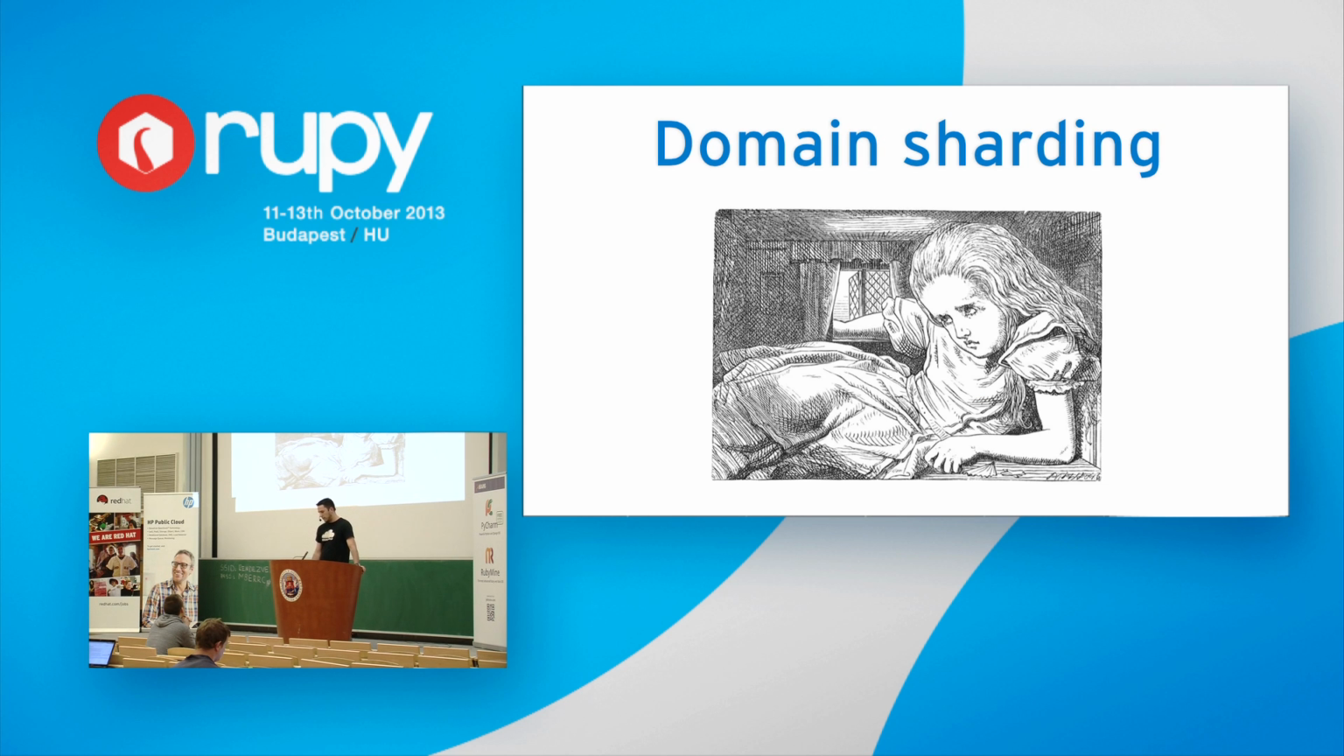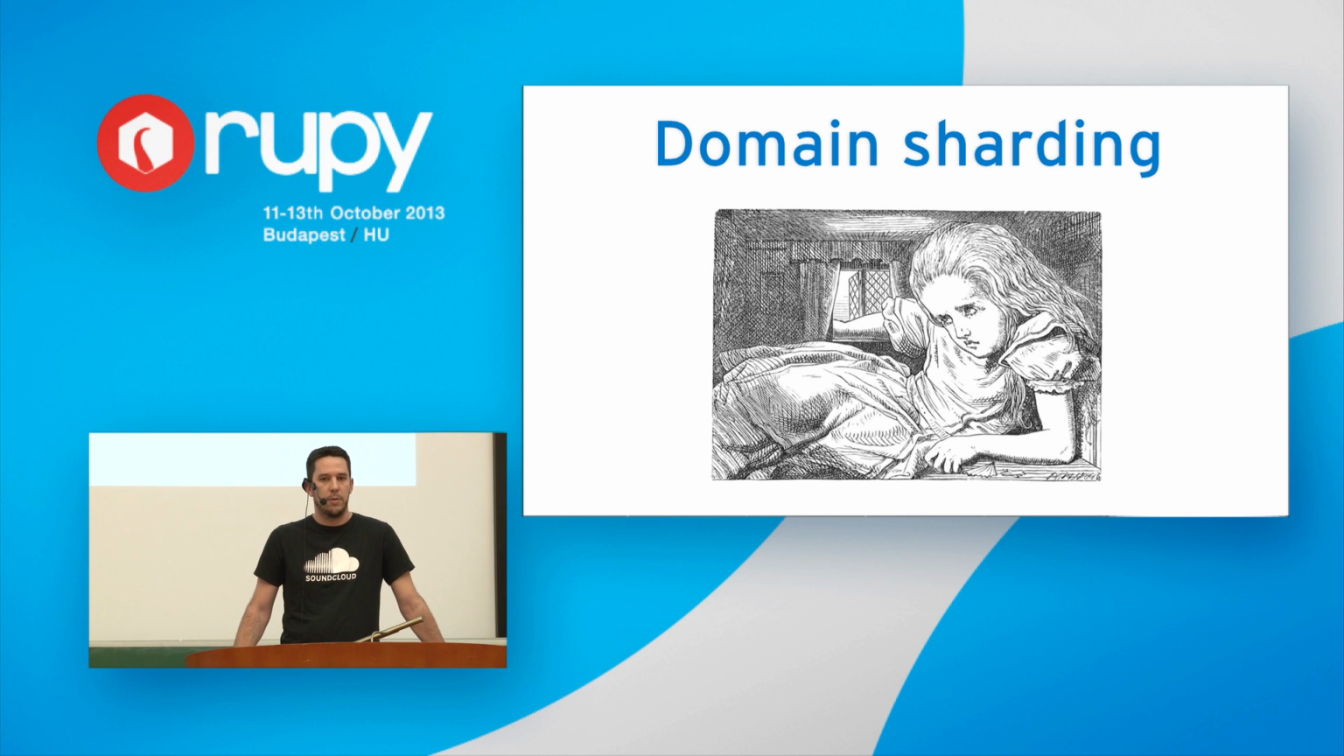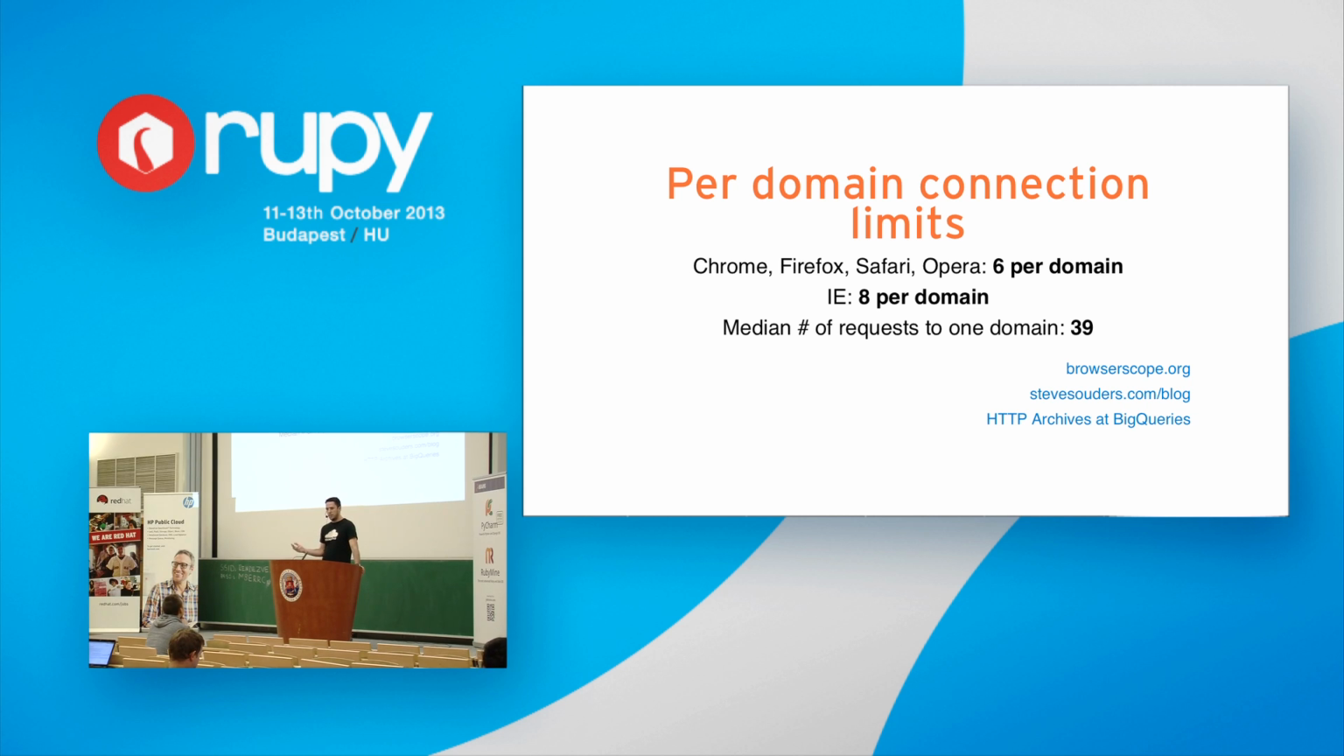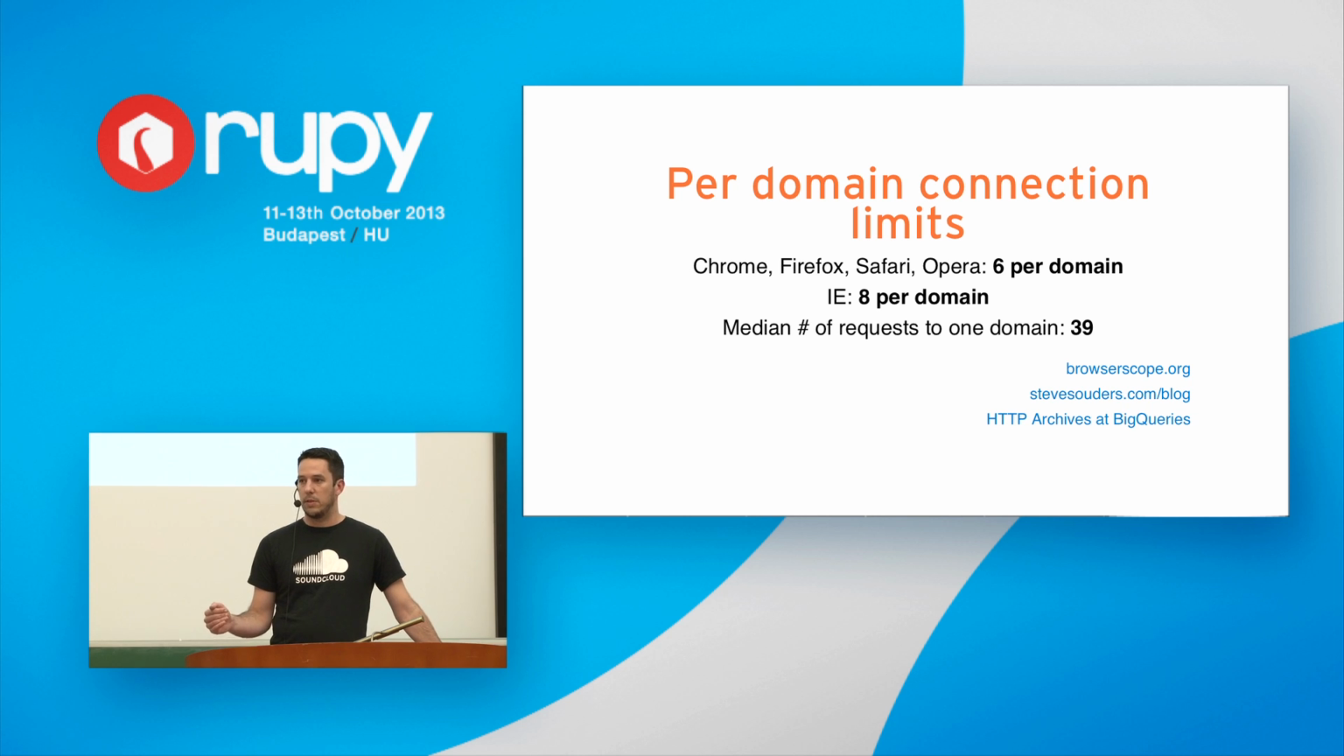The third thing here is domain sharding. This is a technique that Steve Souders wrote about a few years ago and just recently had a revisit to this technique. It basically works on the knowledge that browsers will only open a certain number of parallel requests to a single host. So Chrome, Firefox, Safari, Opera will open only 6 requests to a single host. IE does 8, and IE11 does 11 per domain. But the point here is that there is a limit to that.